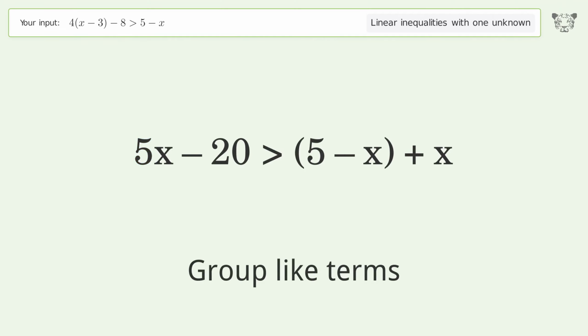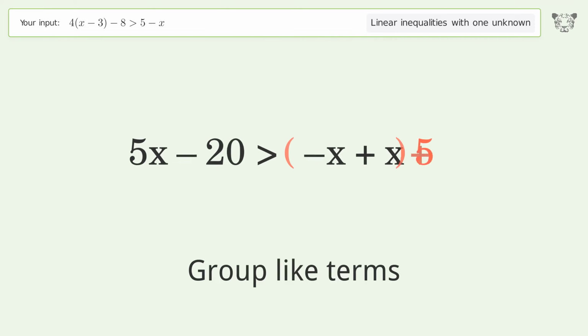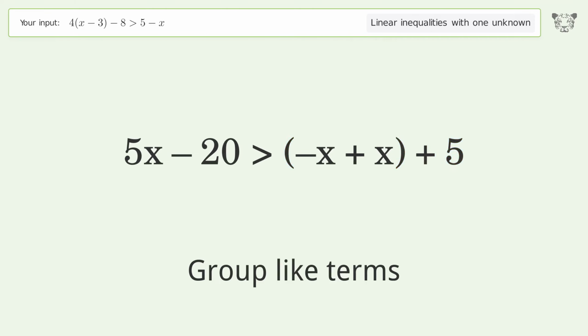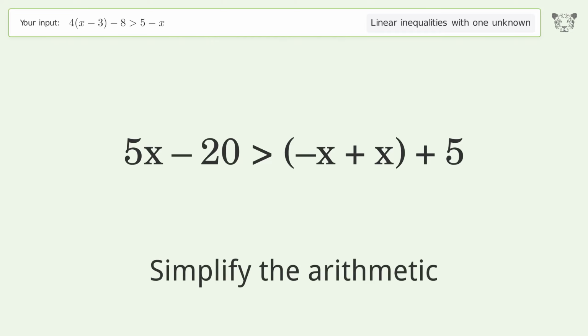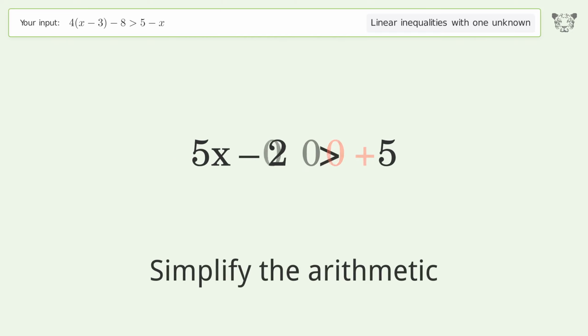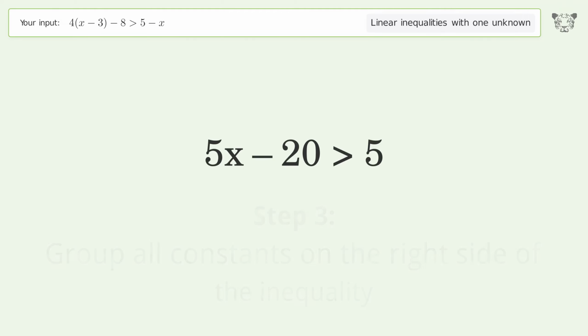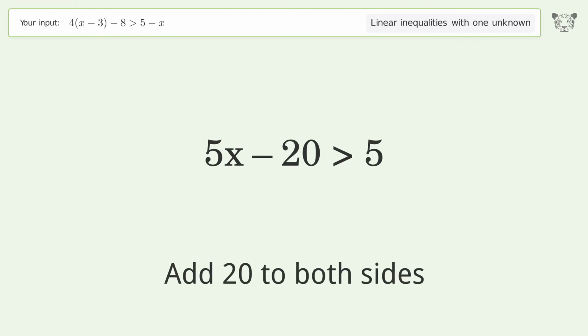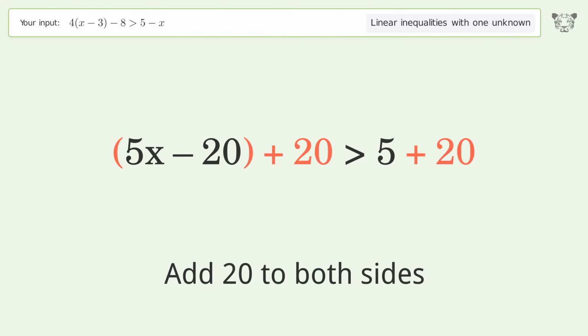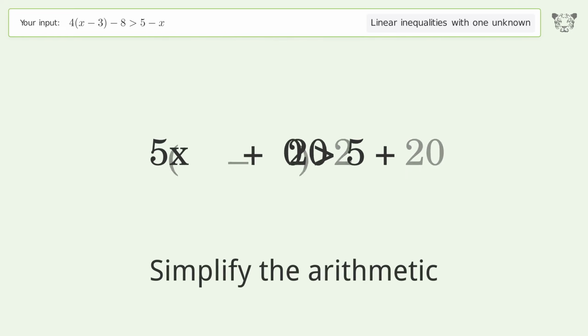Group like terms. Simplify the arithmetic. Group all constants on the right side of the inequality. Add 20 to both sides. Simplify the arithmetic.